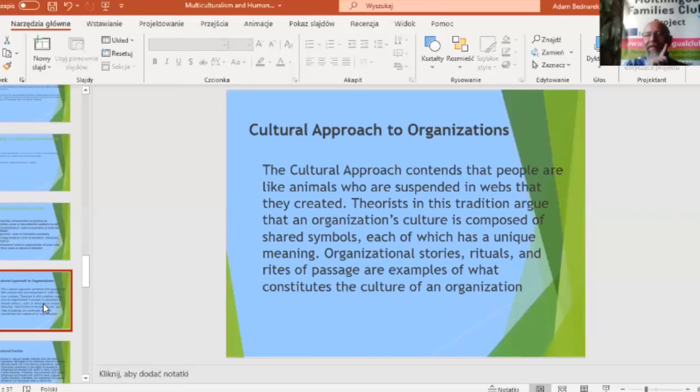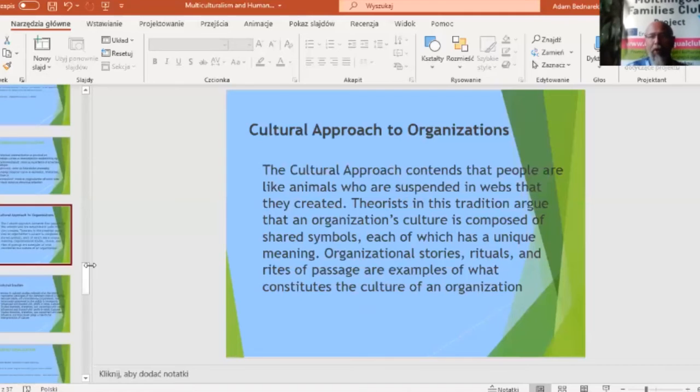So if we look at cultural approach to organizations, this contends that people are like animals who are suspended in webs that they themselves have created. Theorists in this tradition argue that an organization, meaning language, meaning national culture, or religious culture, or any other types of culture, is composed of shared symbols, each of which has unique meaning. Organizational stories, rituals, and rites of passage are examples of what constitutes the culture of an organization, right? And we all share and take part in this all the time.